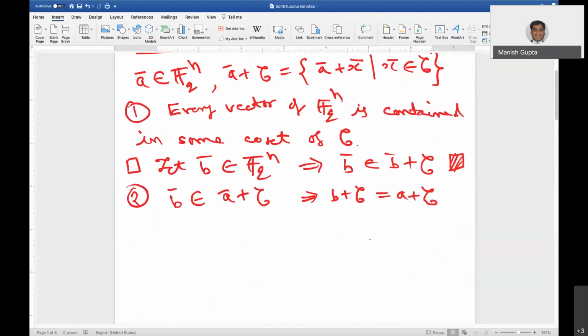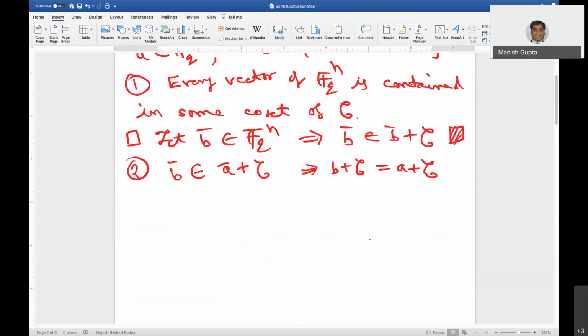We can prove it here. How do we prove it? These are two sets, B plus C and A plus C. I can prove it by showing that B plus C is a subset of A plus C, and also that A plus C is a subset of B plus C. If we are able to show that, then the two sets are the same. Now we know that we can prove it.